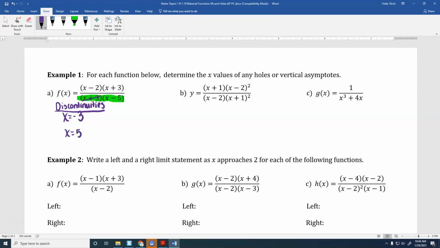But specifically, we want to know which type of discontinuity we have. So the x plus 3 cancels, so that one is going to be a hole. The 5 does not cancel, so that's a vertical asymptote.